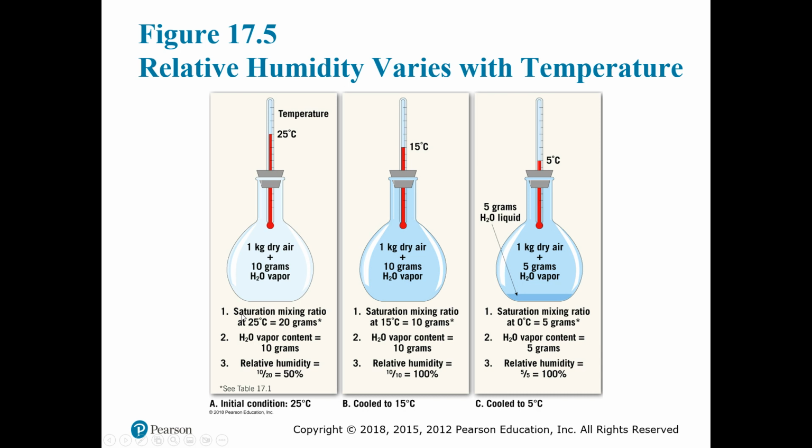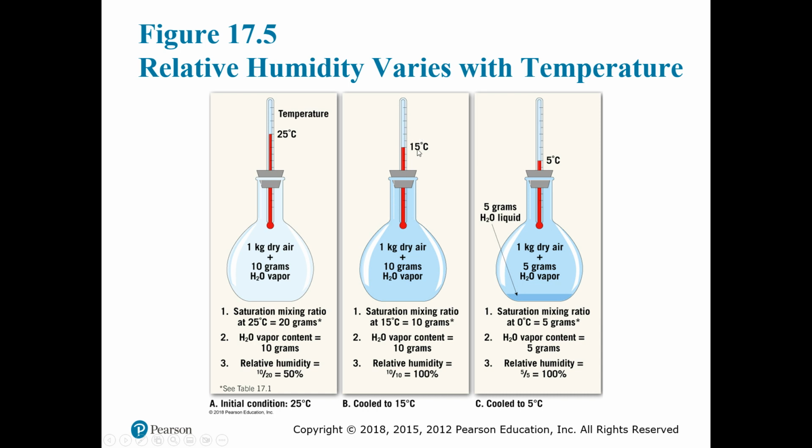Here it's the same information, saturation mixing ratio. The maximum amount that the air can hold at 25 degrees is 20 grams for every kilogram. And our water vapor content is 10 grams, meaning our relative humidity, it's holding 10 out of the 20 that it can, and times 100, that gives us 50% humidity.